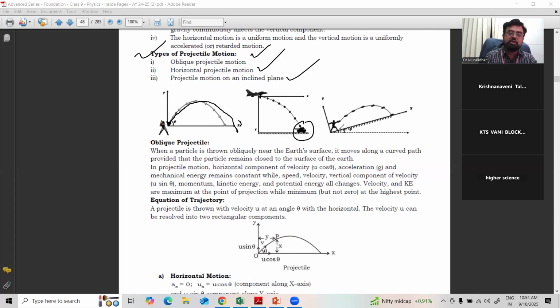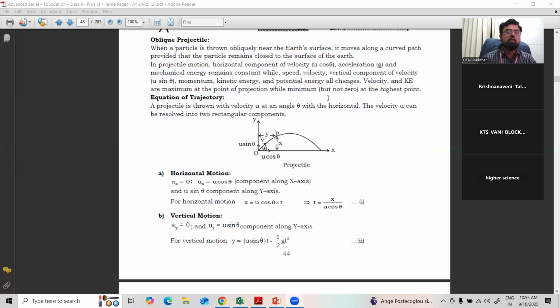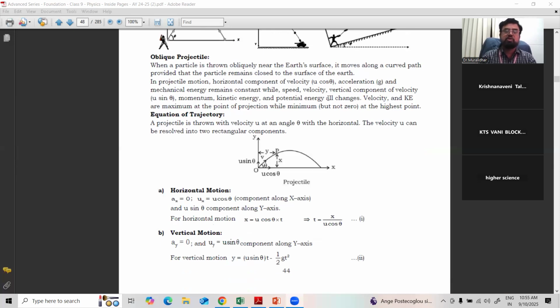And suppose you are projecting a body on an inclined plane, which is making some angle with the horizontal. This is called projectile motion on an inclined plane. There are three possible types of projectile motion that we introduced in the last class. So what is oblique projection? In oblique projection, there are some conditions, some equations, some formulas you can get.